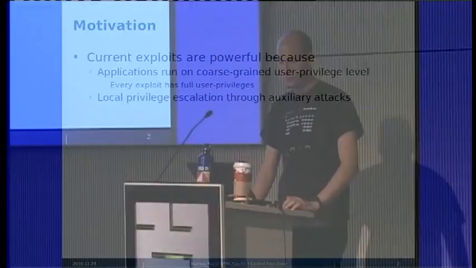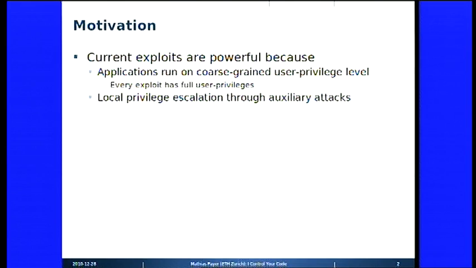I'm going to talk about different attack vectors and how these attack vectors can be seen through the eyes of software-based fault isolation. The motivation of this talk is that current exploits are so powerful because all the applications that we run on a current software system run on a very coarse-grained user privilege level. As soon as you have an exploit in an application, you've got full control of all the capabilities of that software application. And you can also use local privilege escalation to escalate your privileges through auxiliary attacks to gain full root privileges.